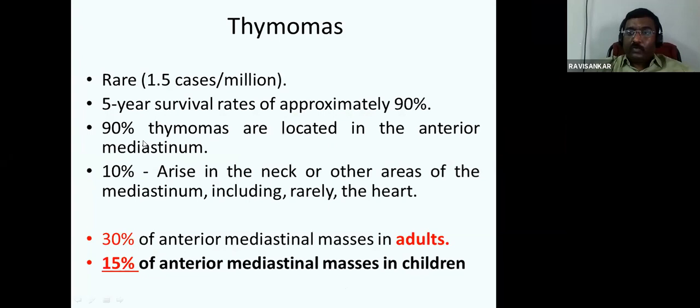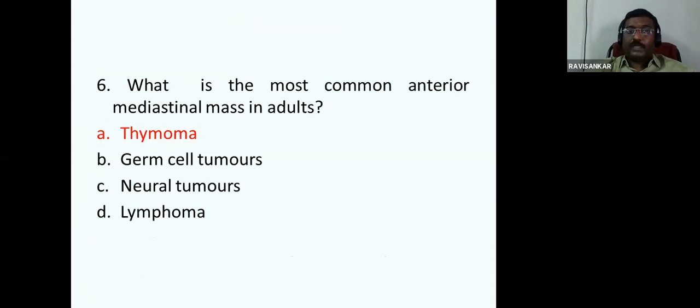Coming to the thymoma itself, 90% of the thymomas are located in the anterior mediastinum, whereas 10% can arise in the neck or any other part of the mediastinum. Rarely it can occur in the heart also because of the embryology. The embryological derivation of the thymus causes the origin of the tumor. So the most common anterior mediastinal mass in adults is thymoma.